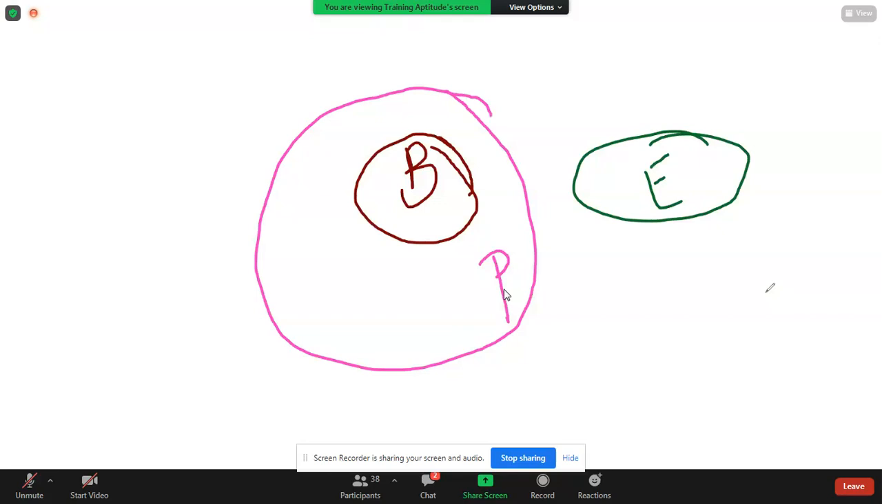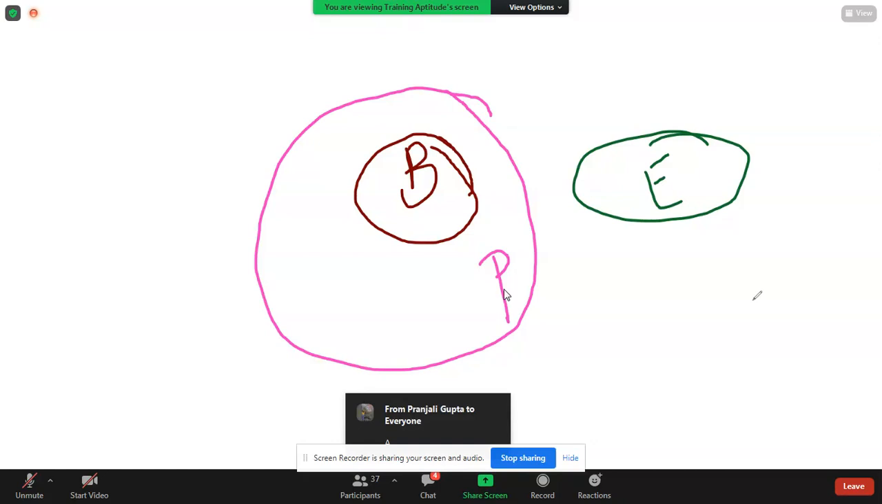Now, first conclusion. All the pencils are books. Is it correct? No, it can't be. Some pencils are books. Option 2. Some erasers are books. There is no overlap with eraser. Option 3. No book is eraser. No book is eraser is correct.